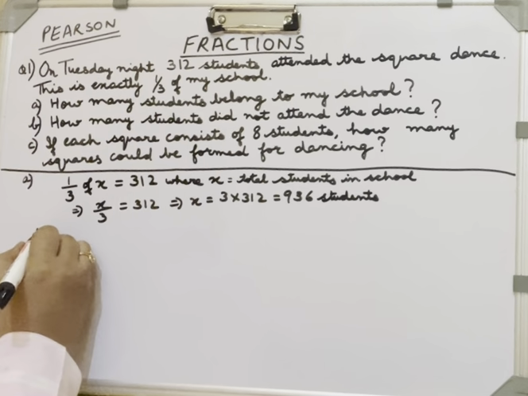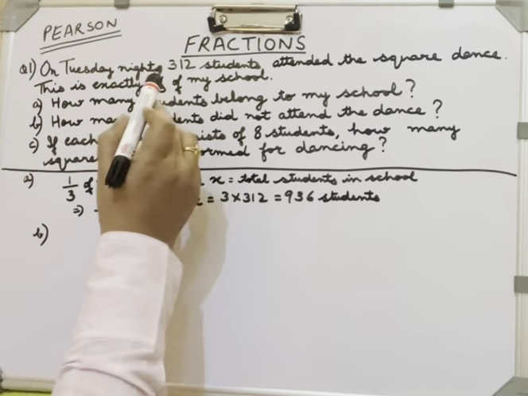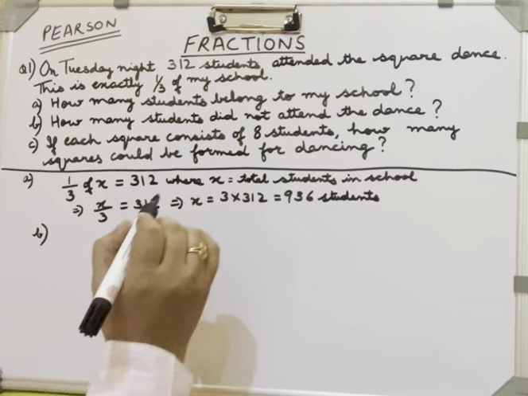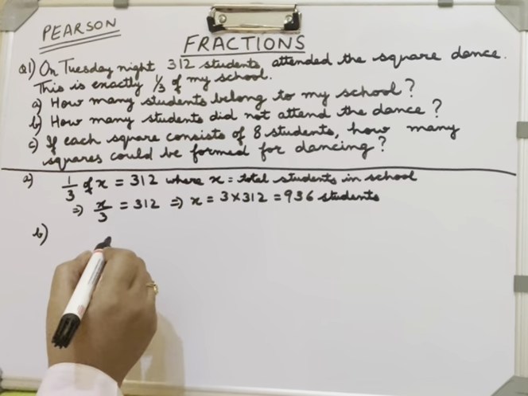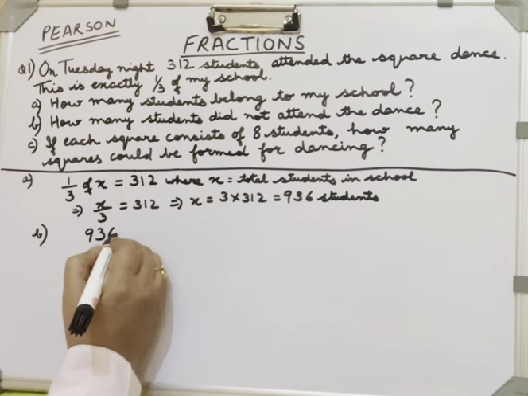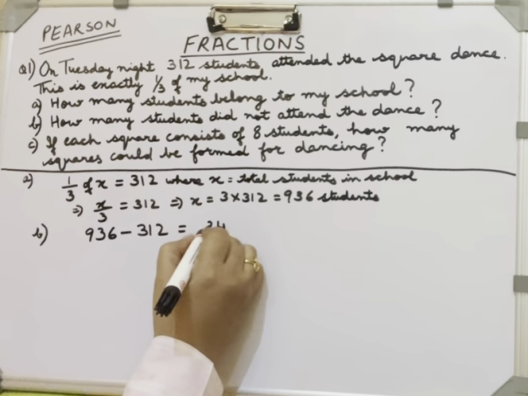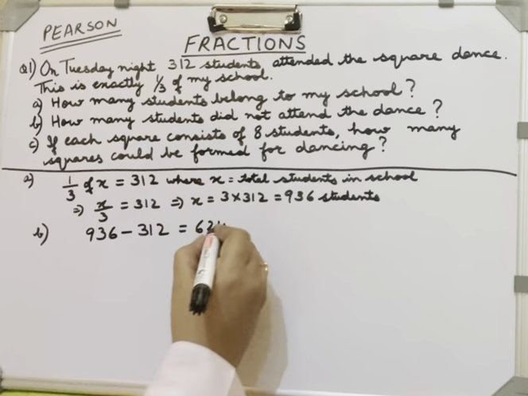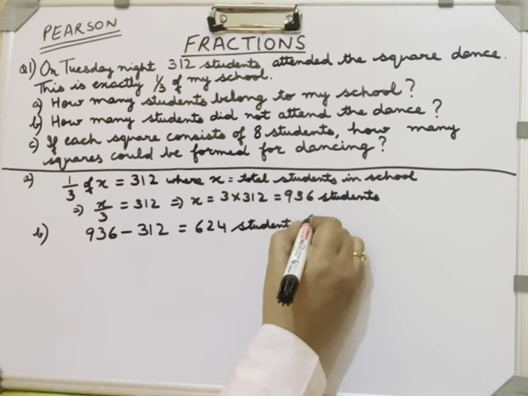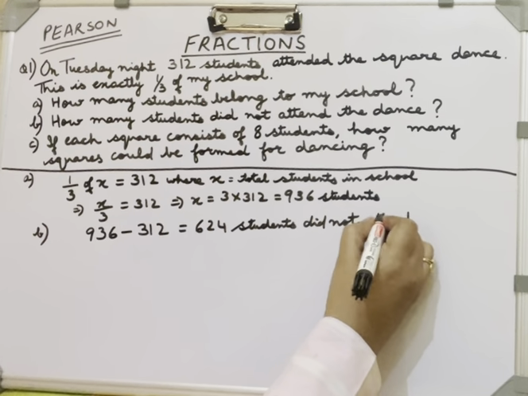Now part B. How many students did not attend the dance? So we know that 312 students attended the square dance. The total number of students is 936. So the answer for part B: 936 minus 312, which is 624 students did not attend the dance.